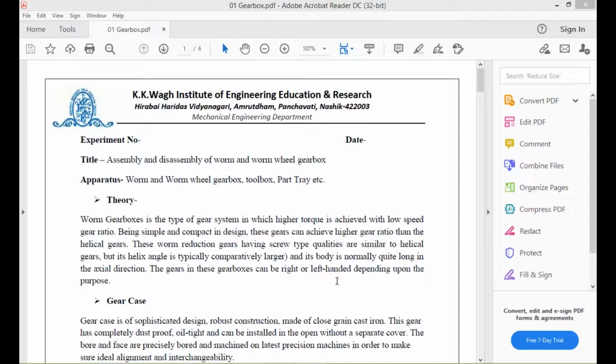This is assembly and disassembly of the worm and worm wheel gearbox. Why is the skill development practical present? The skill development practical is useful for shop floor information for engineers: how to assemble and disassemble the various machines, and which tool is useful for assembling and disassembling. So you can become familiar with shop floor assessments.